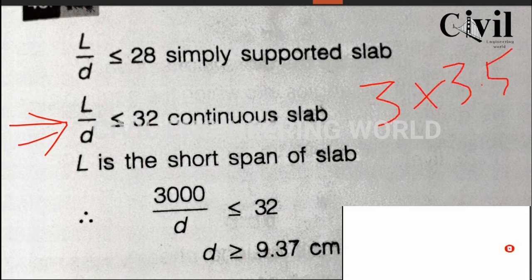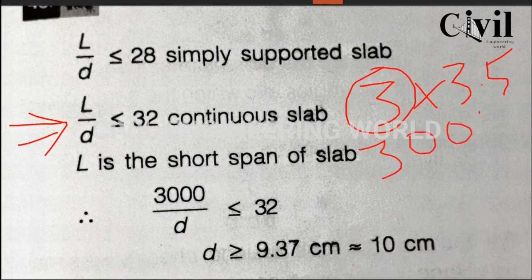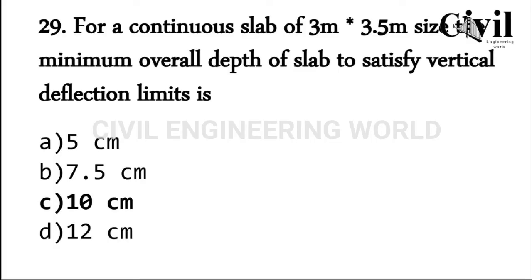3 is the shortest span, so convert it into millimeter, which is 3000 millimeter. 3000 over D should be less than 32, so here D should be less than or equal to 10 centimeter. So in our case it should be 10 centimeter, right? Okay, so let's go to the next.